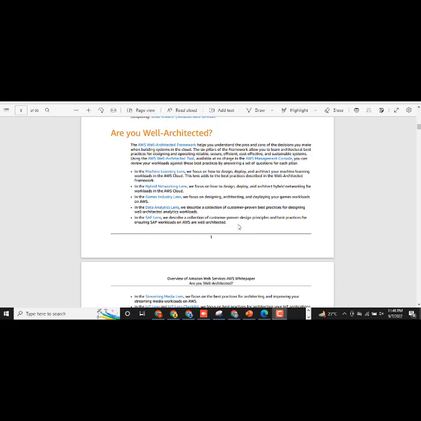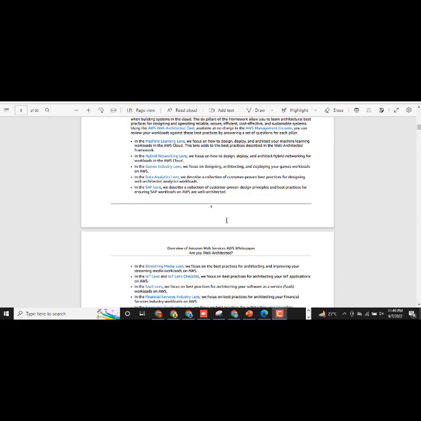And then the fifth one is the SAP lens. We describe a collection of customer-proven design principles and best practices for ensuring SAP workloads on AWS are well architected. The next one is the streaming media lens. We focus on the best practices for architecting and improving streaming media workloads on AWS.